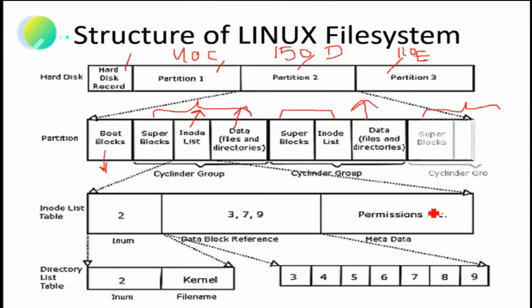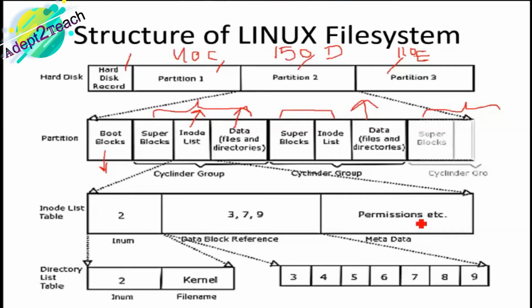Together, when I combine blocks 3, 7, 9, then I get the entire file with me. The next part that is stored in the inode list table is the permissions: what permissions are given to the owner, what permissions are given to the group, and what permissions are given to the user. So we discussed three types of permissions: owner, who is the creator of the file; group, if you are part of the group and sharing with the group; and last, user, who may be a guest who has temporary access. Those permission sets are stored in your inode table.